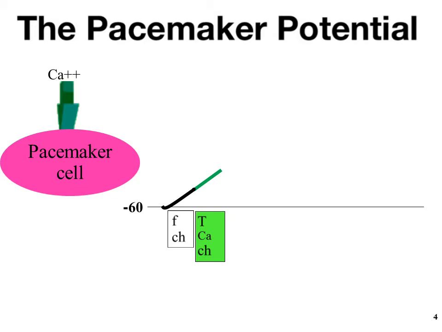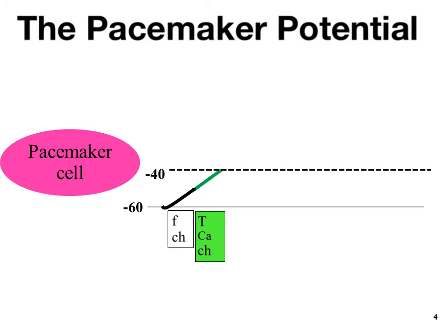So the first part of the prepotential is the job of F channels, while the second part is the job of the transient calcium channels. When we reach -40, -40 is the firing level or threshold of the pacemaker cells. What is the meaning of the firing level or threshold? When the potential reaches this point, there will be an action potential. There will be depolarization followed by repolarization.